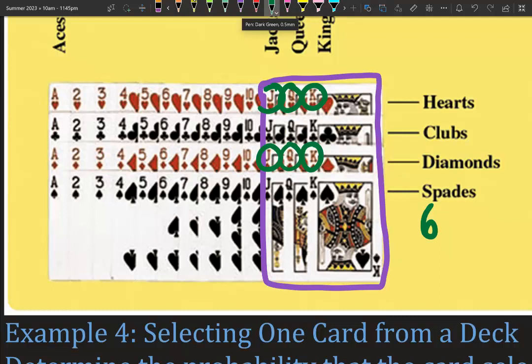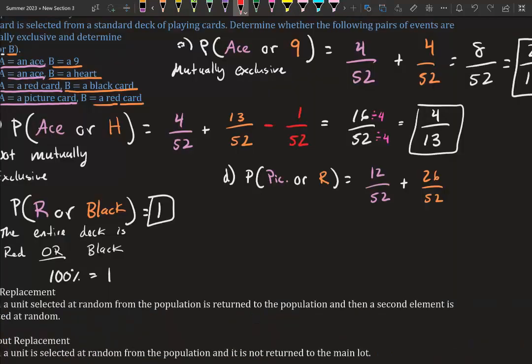We're not allowed to have those because we're looking for or. Those 6 are and. So we need to take them out. So we need to take out 6 out of 52. And since we're taking out, that means it's not mutually exclusive. Anytime you have to exclude values, it's not mutually exclusive.